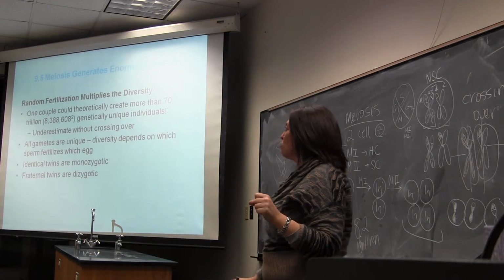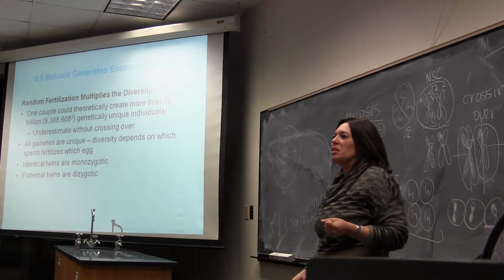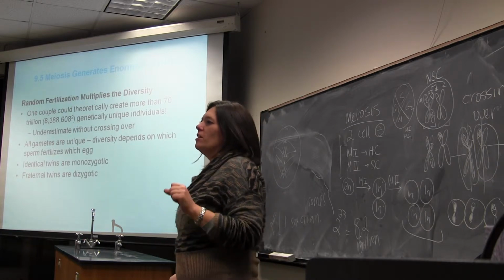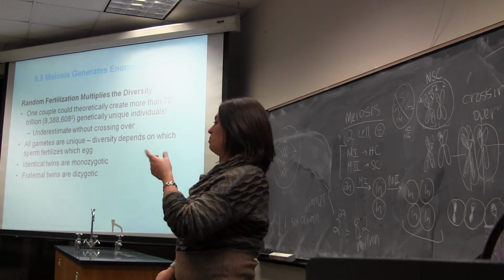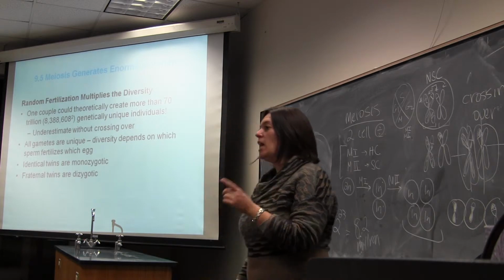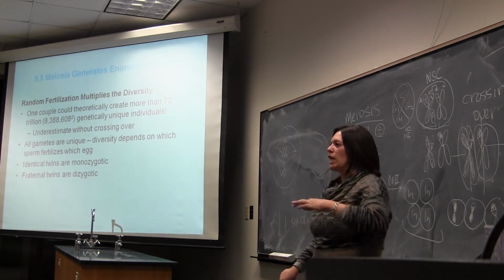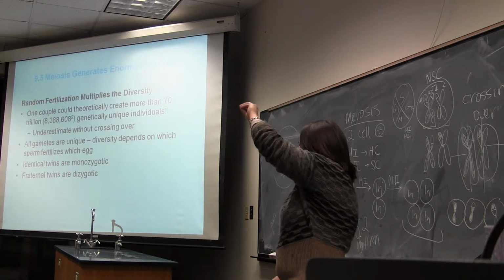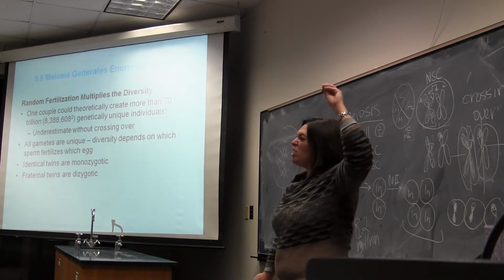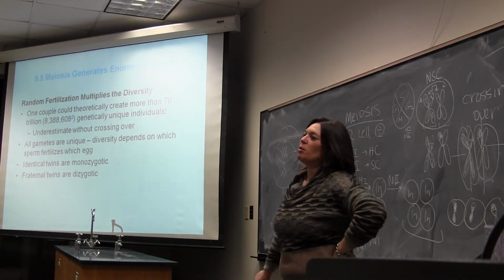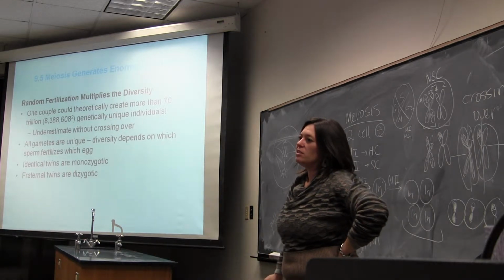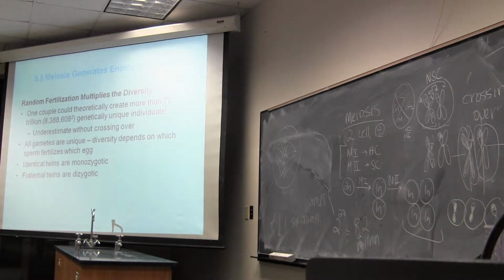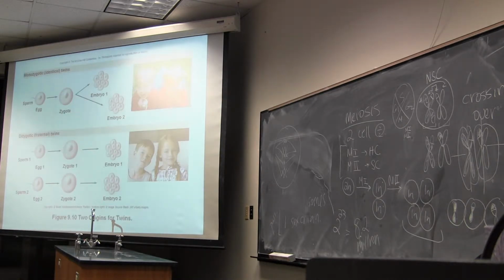And so we call this random fertilization, because it's not like the sperm enter a line and it's like, okay, now it's my turn. They're fighting, they're competing. So depending on which sperm penetrates that egg, and all sperm are going to be different, just like all eggs are going to be different, one zygote is technically 1 out of 70 trillion different genetic possibilities. So lots and lots of things can happen here.